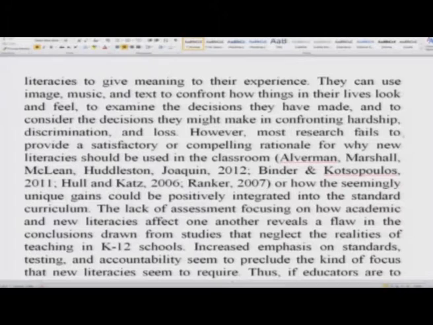However, most research fails to provide a satisfactory or compelling rationale for why new literacy should be used in the classroom. So, this is all about what previous studies have found. Now, you can see the proposer is identifying a gap. According to the proposer, most previous research studies fail to provide a satisfactory or compelling rationale for why new literacy should be used in the classroom.